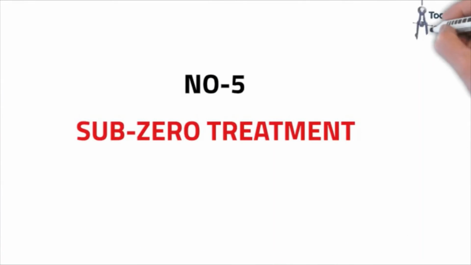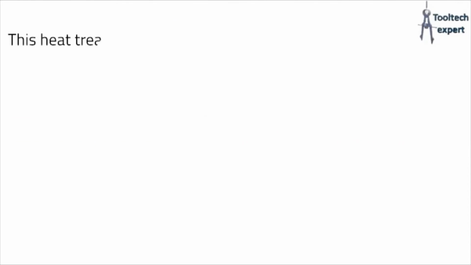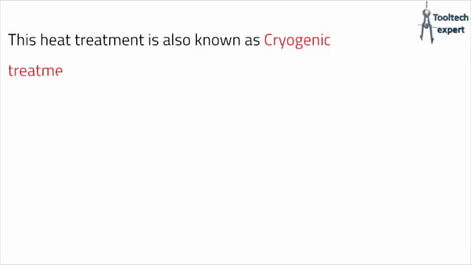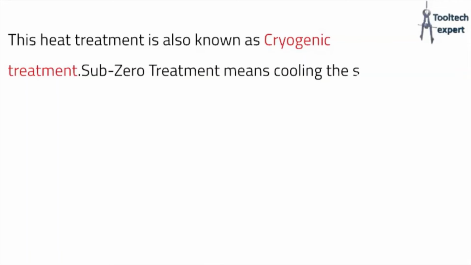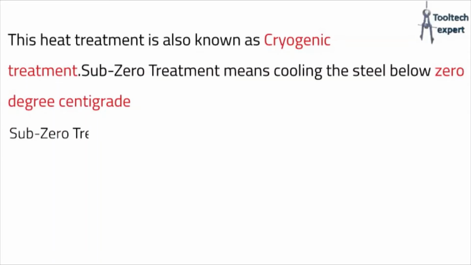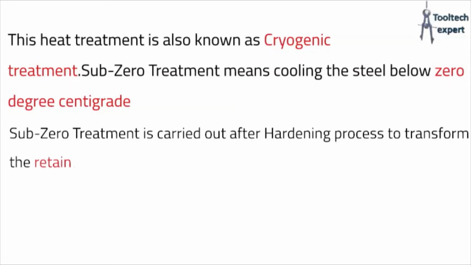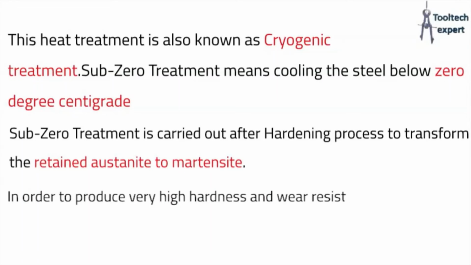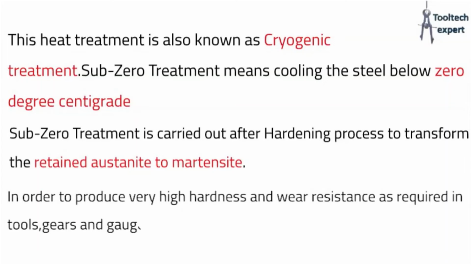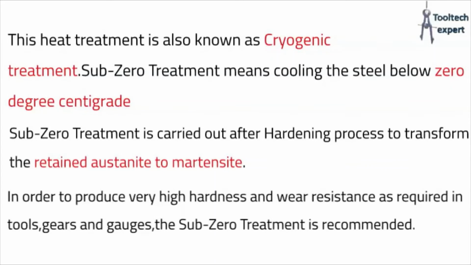Number 5. Subzero treatment. This heat treatment is also known as cryogenic treatment. Subzero treatment means cooling the steel below 0 degrees centigrade. Subzero treatment is carried out after the hardening process to transform the retained austenite to martensite in order to produce very high hardness and wear resistance as required in tools, gears, and gauges. The subzero treatment is recommended.